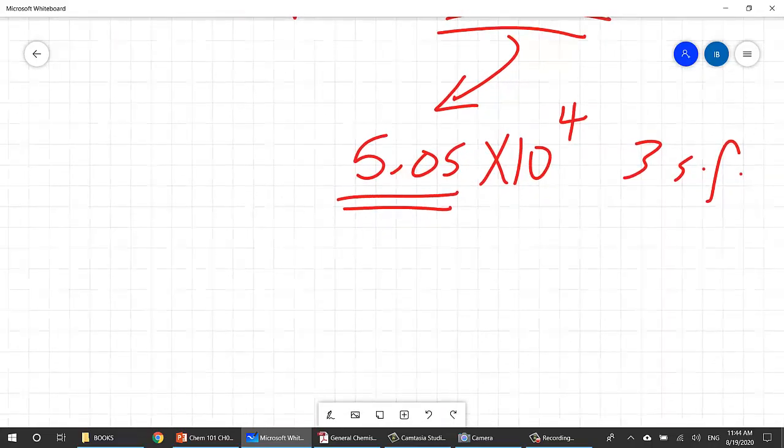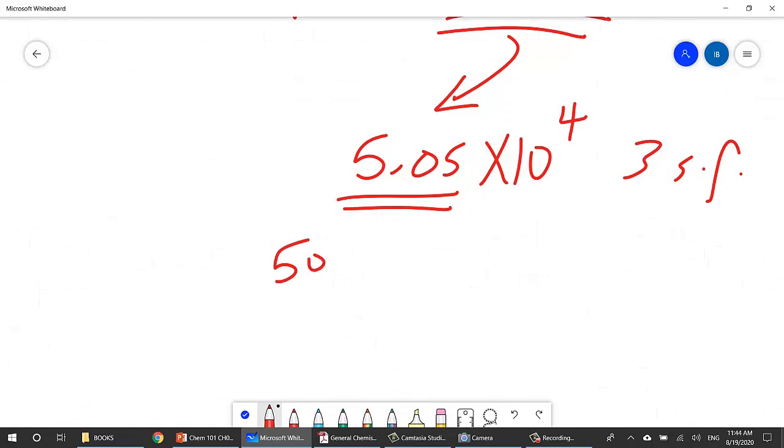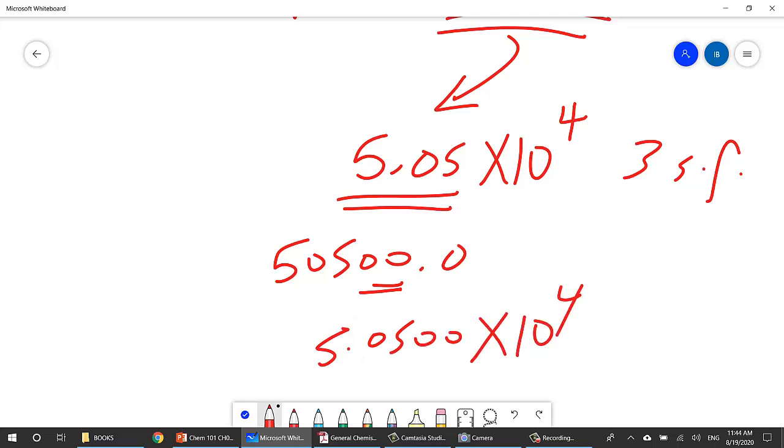But if somebody wrote this number as 50500.0, now he is more accurate. He's sure about these 2 zeros. So that would be 5.0500 times 10 to the power 4. Actually it's 5.05000, and therefore that would be 6 significant figures.